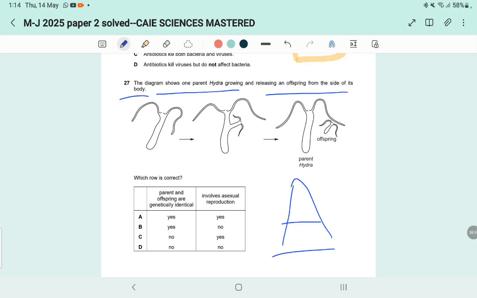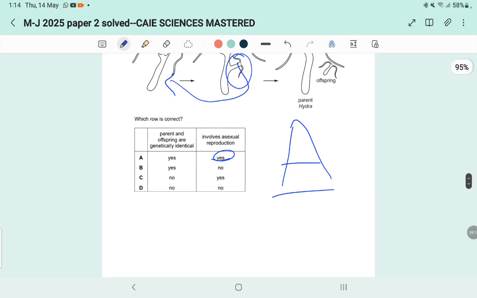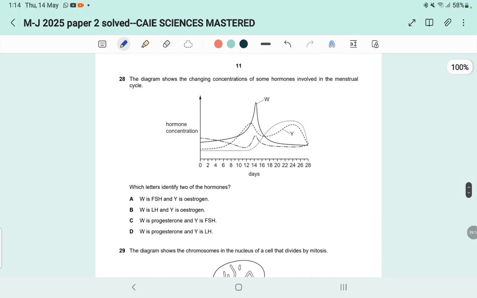Parents and offspring are genetically identical, of course, because that offspring is being released from the same parent, so basically by common sense they are genetically identical. Involves sexual reproduction? Yes, because there is no sexual methods here of reproduction, and that question is also very easy.